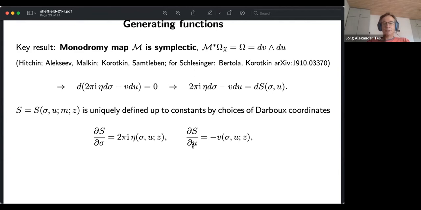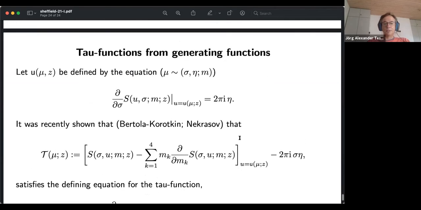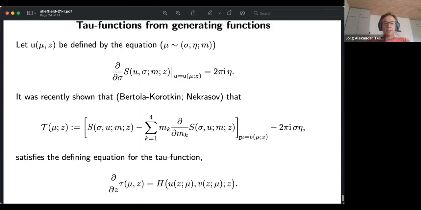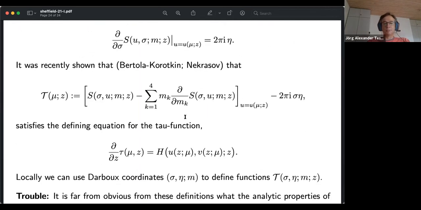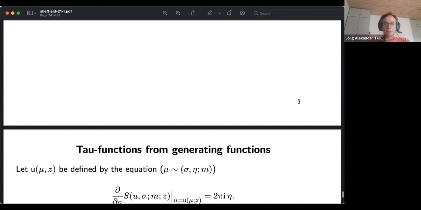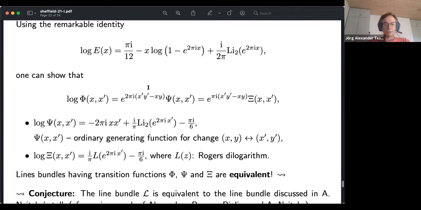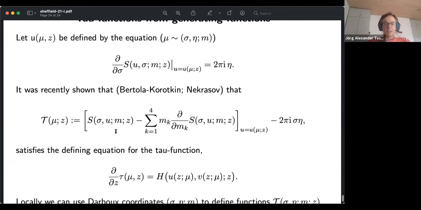And likewise, with a minus sign, when you differentiate it with respect to u, it gives the v. That is the generating function. And what you can then do, here I'm using the formulation in the paper of Nekrasov, you can take the generating function, but you need to add some extra terms, which are obtained by taking derivatives. Here's also an important extra term with sigma eta, which I think should be compared to factors like this, which we had in the comparison.